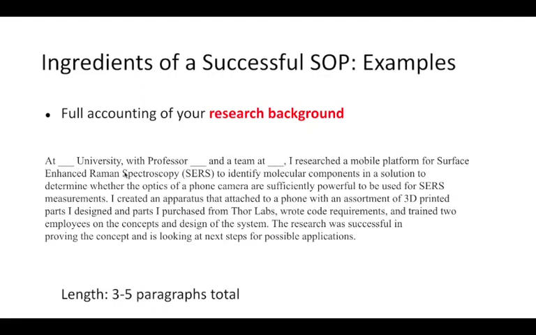Okay, so with this paragraph, we see a similar structure where we first learn who the student worked with and then what the research was, as well as the purpose: to identify molecular components in solution to determine whether the optics of a phone camera were sufficiently powerful. So we get an explanation of what the student did: created an apparatus that attached to a phone with an assortment of 3D parts, and we also see the student assigning themselves credit.